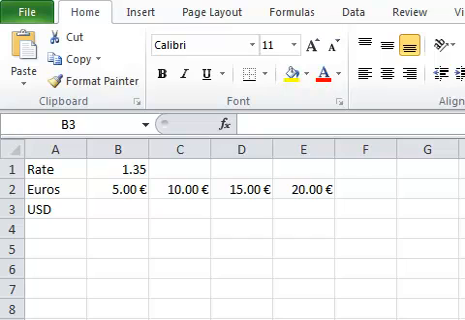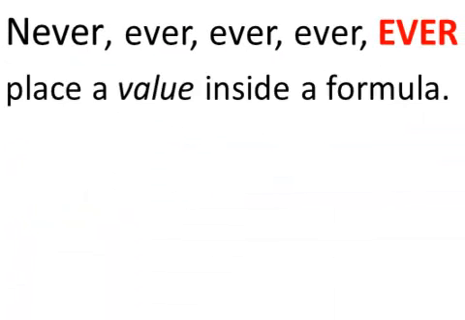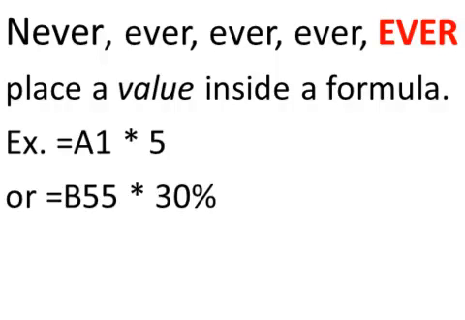So before we go into that, we need to cover one important thing, and that is that you should never, ever, ever, ever place a value inside the formula, like these two examples. Now, I have the A1 cell address, but it's multiplied by 5. You don't put values in a formula. Or the next example, we multiply B55 by 30%. Put the 30% inside a cell.